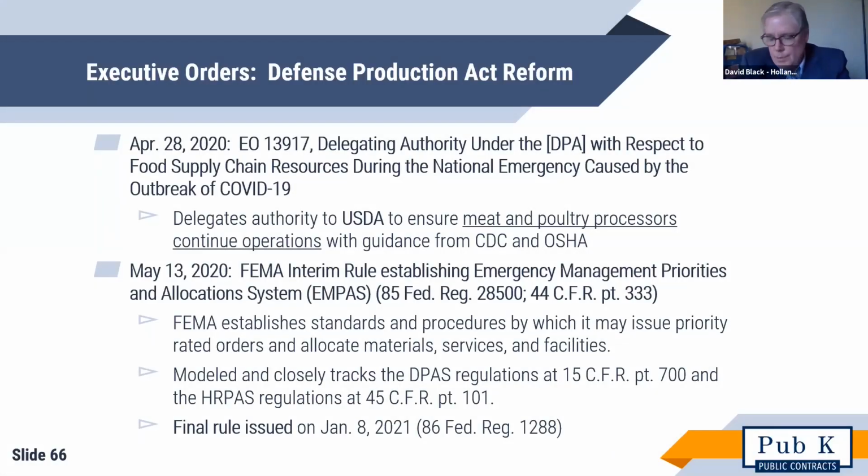As we move on into April, the Department of Agriculture received a delegation of Defense Production Act authority with respect to food supply chain resources during the national emergency caused by COVID. And it, in a nutshell, delegated to the USDA authority to ensure that meat and poultry processors continue operations. If you remember, there was some spreading of the virus at meat processing facilities, and USDA was granted authority to regulate that and prevent those facilities from shutting down entirely to protect the nation's food supply.